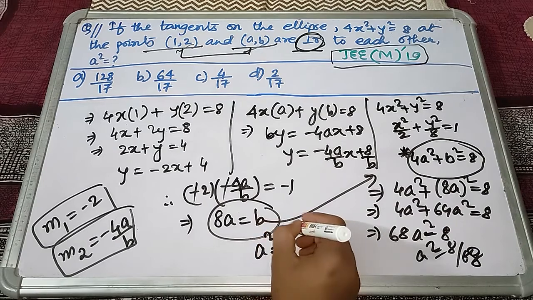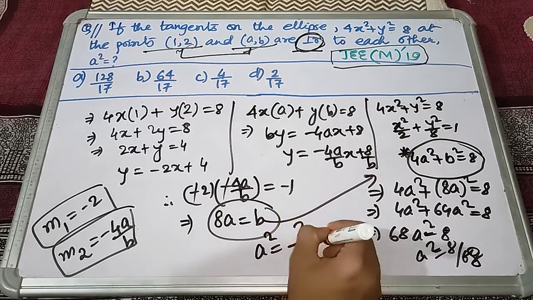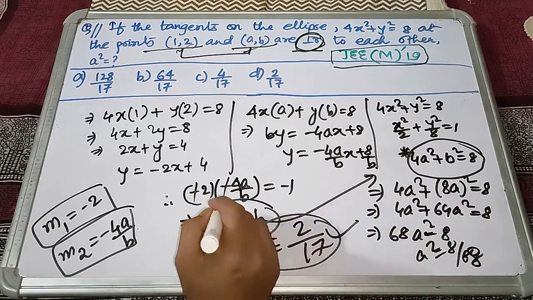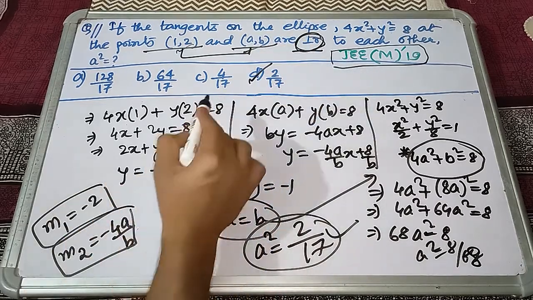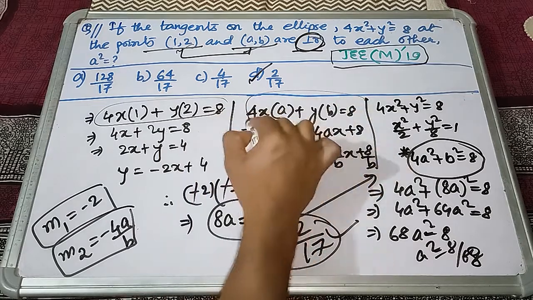Therefore, a square equals 4 2s are by 4 17s are. A square is 2 by 17. That is option number D. So you saw how we did. We wrote both the equations.